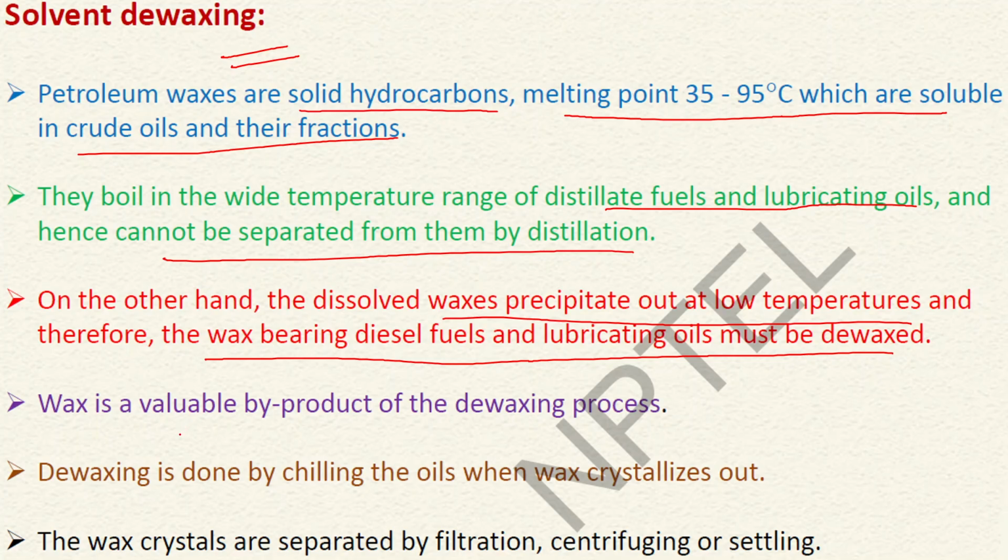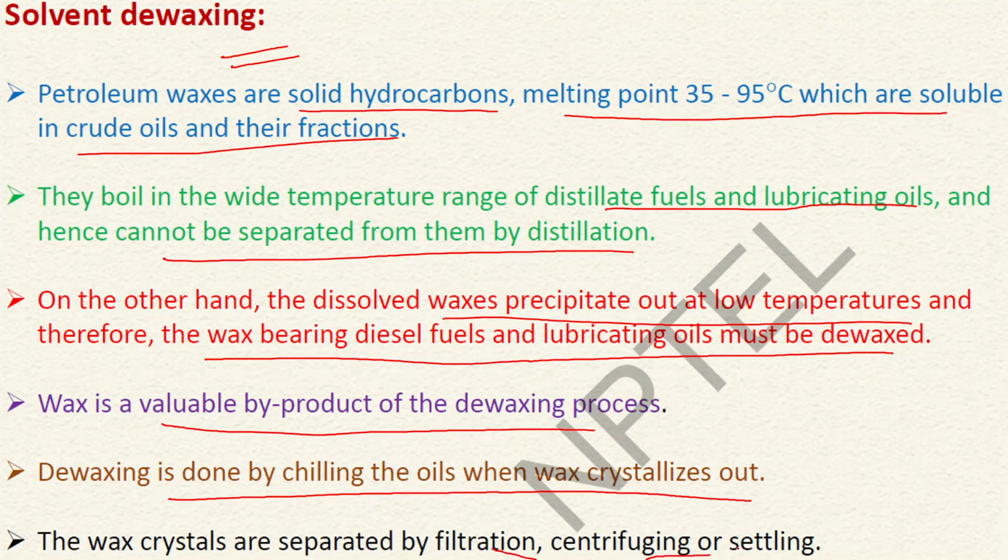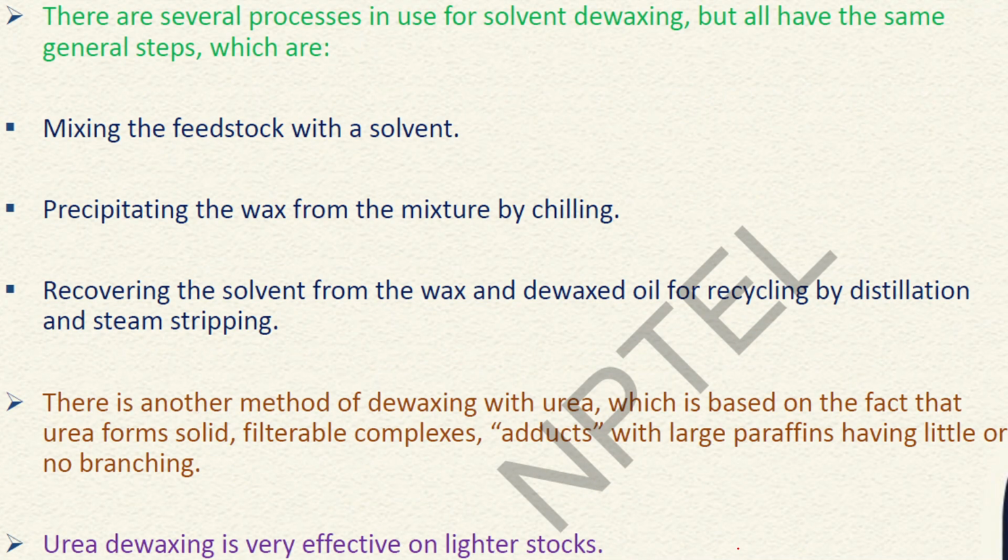It is a crucial problem to remove wax, but this wax is a very valuable byproduct as it is used in various applications. Dewaxing is done by chilling the oil so that the wax crystallizes out. The simplest method is to simply freeze the crude oil or the distillate fraction so the crystals of the wax come out, and then filter it, centrifuge it, or settle it down. But there are problems with the simplest procedure. We'll be talking further about it.